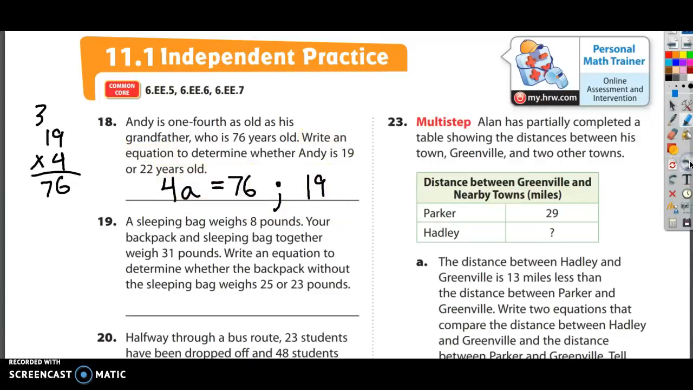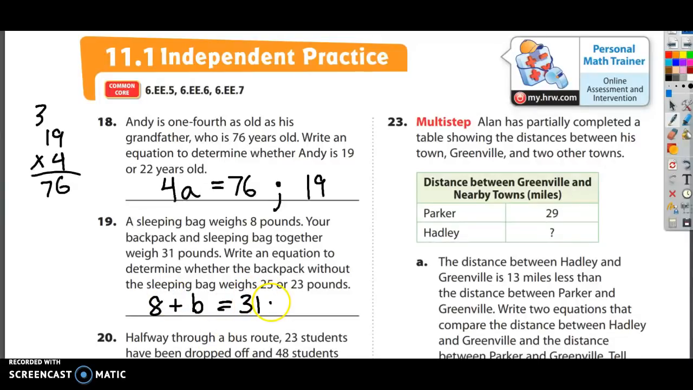We are on number 19 now. 19 reads, a sleeping bag weighs 8 pounds. Your backpack and sleeping bag together weigh 31 pounds. Write an equation to determine whether the backpack without the sleeping bag weighs 25 or 23 pounds. So you know your sleeping bag weighs 8 pounds. You know that you add some weight to that, but you're not sure how much, and you know the total is 31. So we're looking for the weight of the backpack. I'm going to do B for backpack. 8 plus B equals 31.